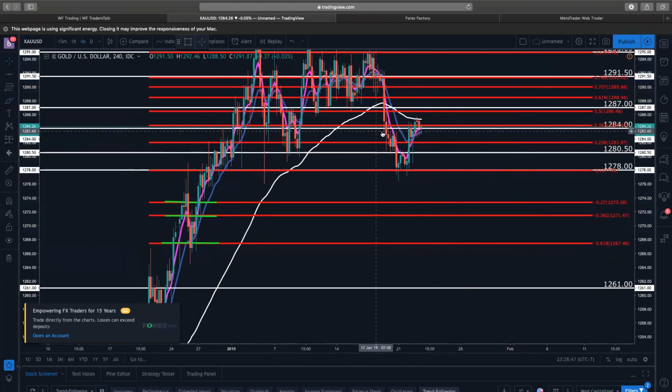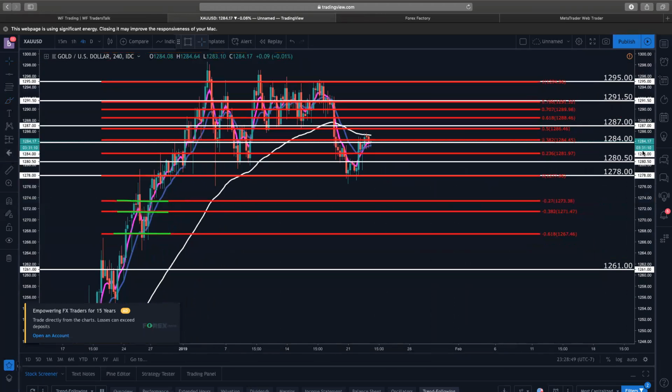Now actually checking out gold, I personally feel like this could be a sell all the way down to our zero, just because that would be a cool little TP. If anything, I would say gold's going down for sure, 40 pips. And then 40 to 50 pips, I would like to see gold go down.